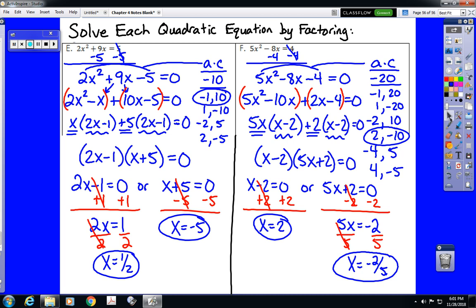That's it for factoring by grouping. Hopefully this will help you prepare down the road.